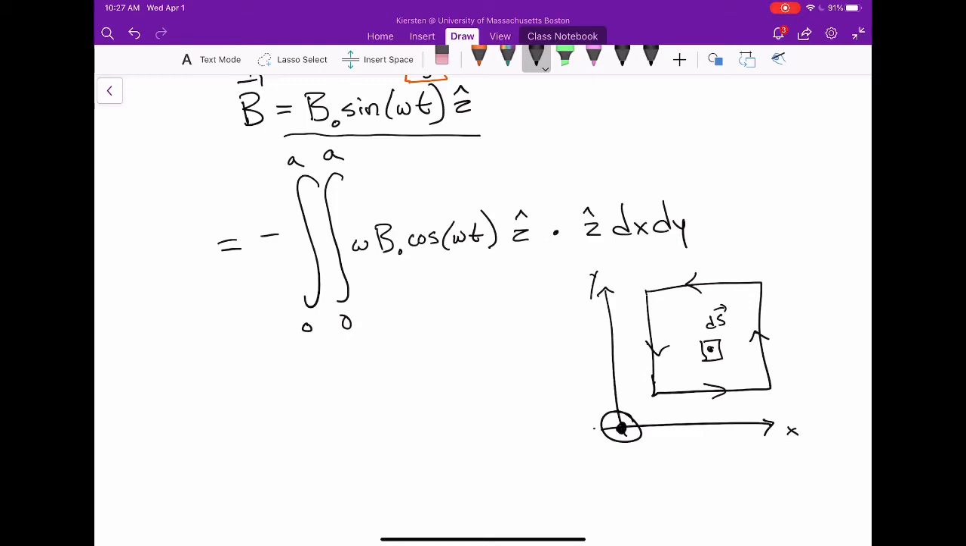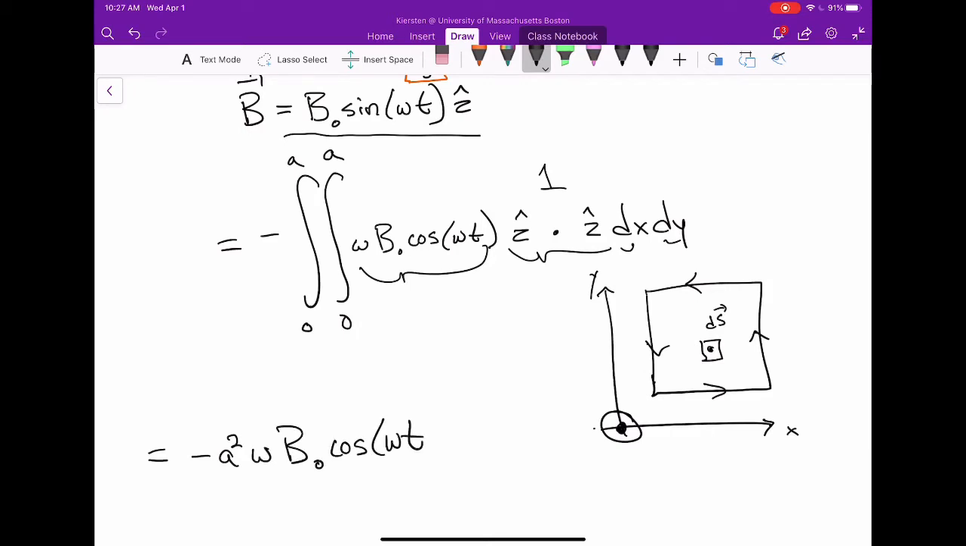Evaluating this integral, let's see, we've got the dot product, which evaluates to 1. We have a bunch of things that don't depend on x or y, so that can move out to the front. And then we have an integral from 0 to a of dx and an integral from 0 to a of dy. So what we get as a result is minus a squared omega B naught cosine of omega t. And that is equal to the induced EMF.